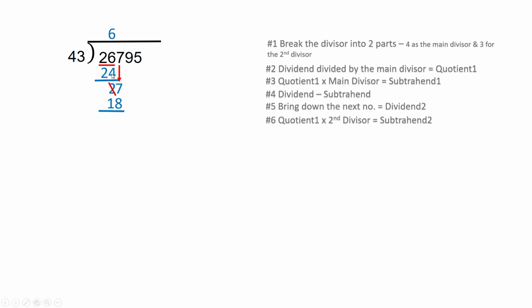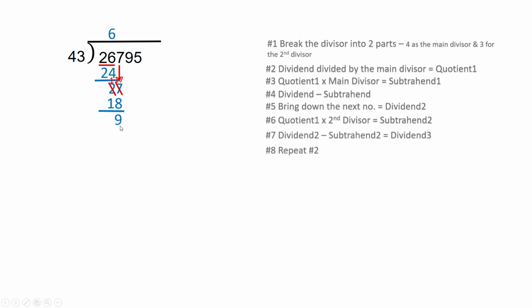So, since yung 7 is less than 8, so we borrow 1 from 2. So, yung 2 magiging 1, yung 7 magiging 17. So, yung 17 minus 8 is equals to 9. Tapos, yung next step naman dito is repeat step number 2. So, yung step number 2 is dividend divided by the main divisor.